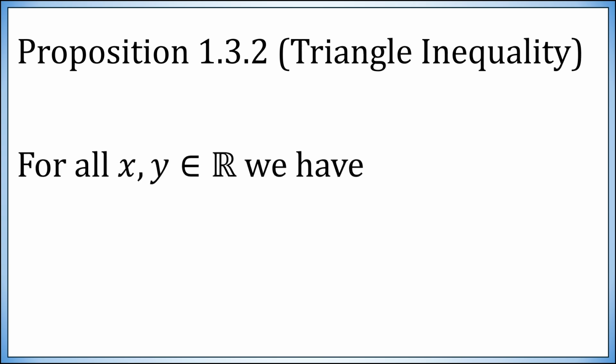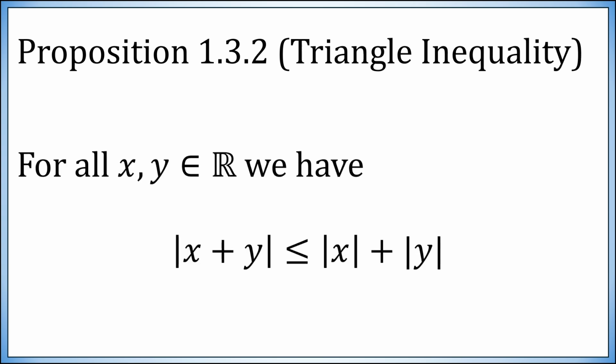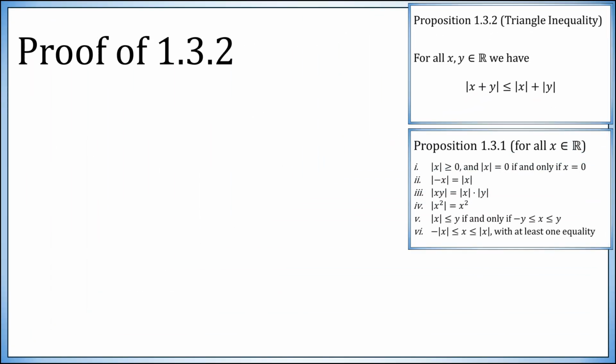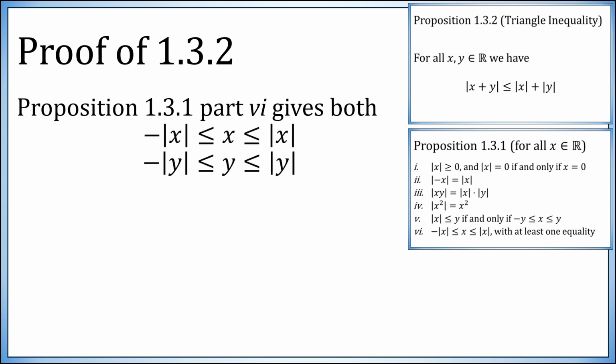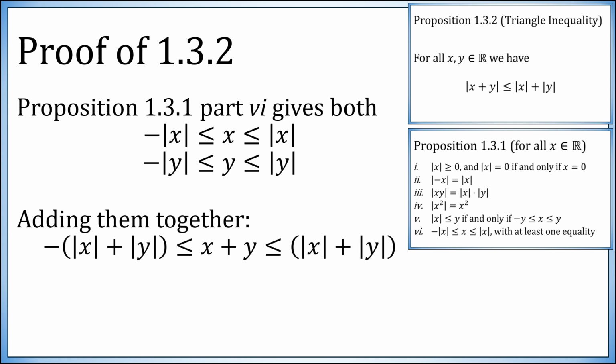Moving on to probably the most important result of this section, the triangle inequality. For all real numbers x and y, the absolute value of x plus y is less than or equal to the absolute value of x plus the absolute value of y. Well, let's get proving. We're going to rely on proposition 1.3.1, so I've reminded us of what that content was. So part 6 gives us this and that. We can do it with x and we can do it with y, which means we can add them together to get the following.